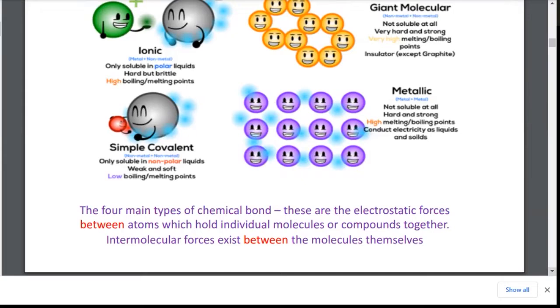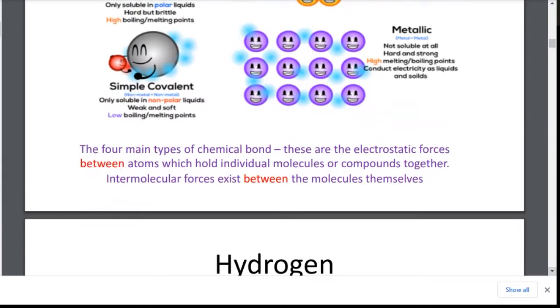Just so that you know, these are the bonds between the particles, the atoms and the molecules that make up the substances. What we're going to be looking at is the forces between the substances, and we're going to be looking at hydrogen bonding with water and ammonia.